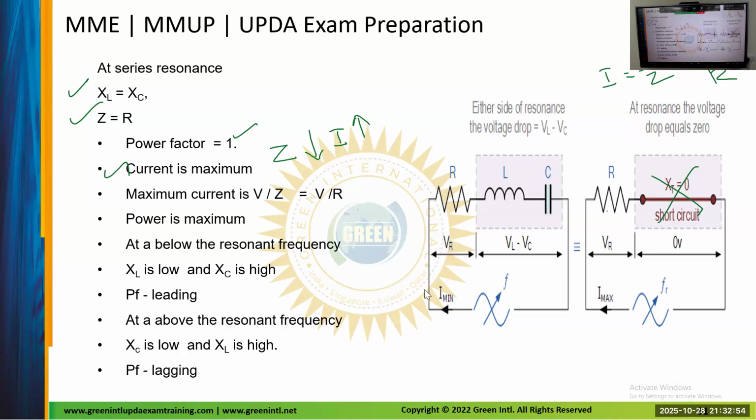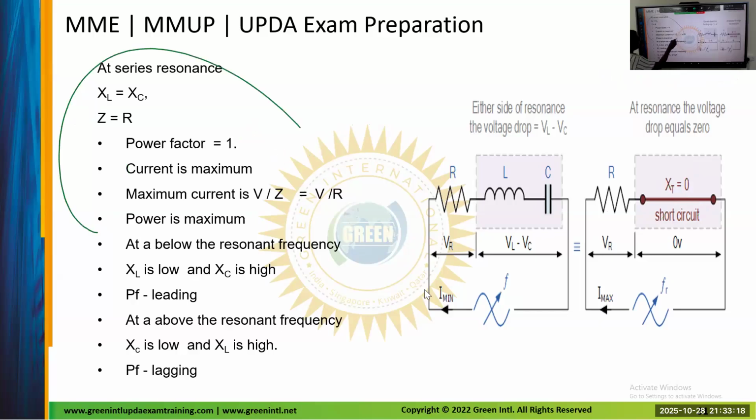So current is maximum. Already we told that voltage is constant. What about the power? Power is equal to current into voltage. So voltage is constant, current is maximum. That's why power is also maximum. When does this happen? At resonant frequency, the power is maximum. So this is the information we will remember.